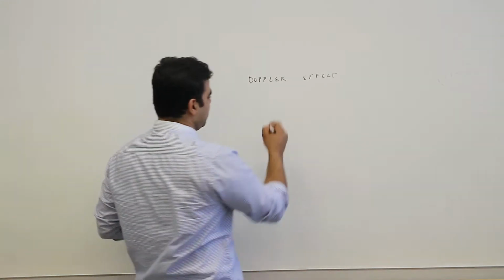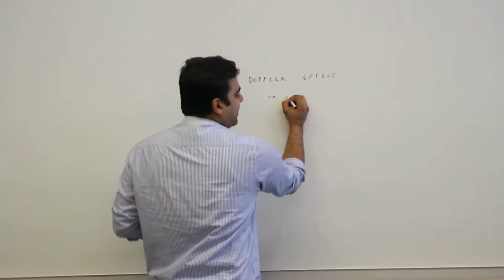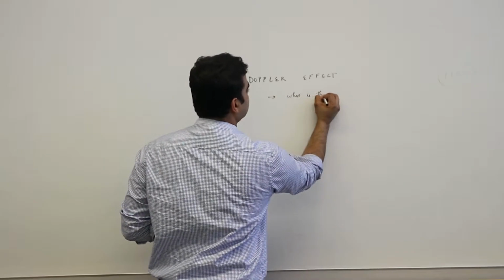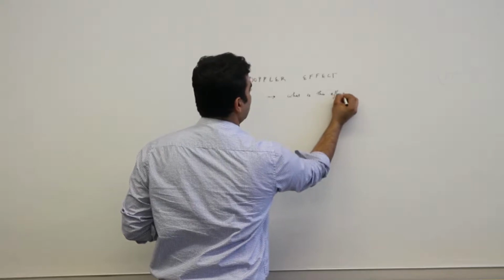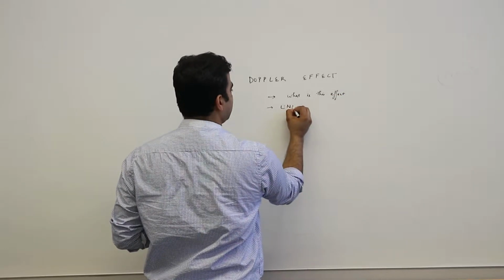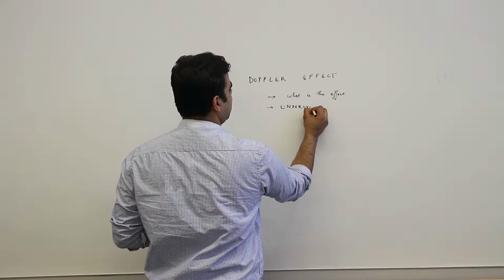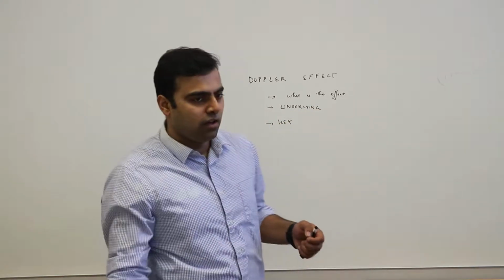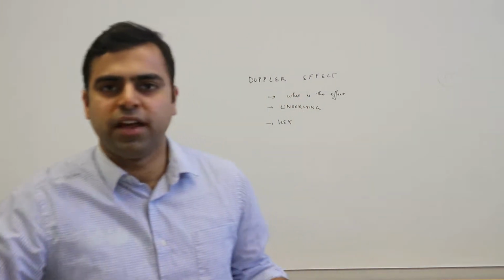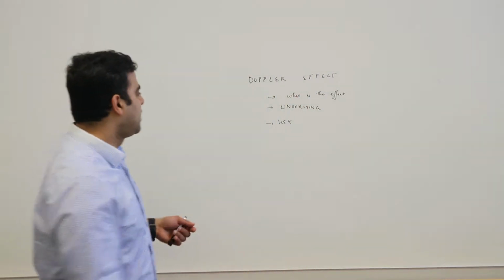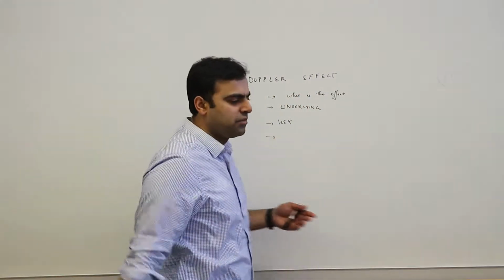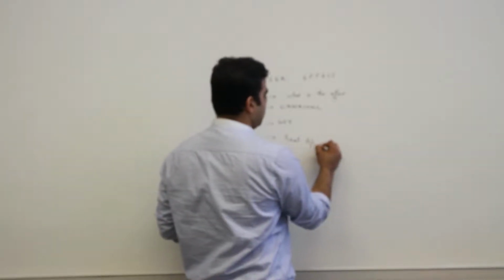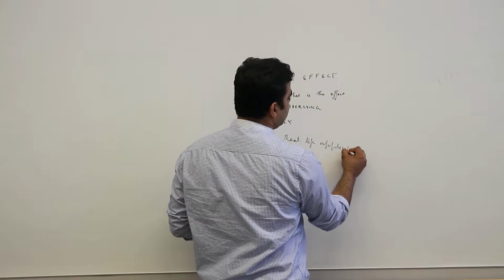So in today's class, the outline will be: what is this effect? What is the underlying source of this effect? What are key formulas that we need in this effect to target problems in MCAT at a reasonable speed? And the final thing is, what are some key real-life applications?